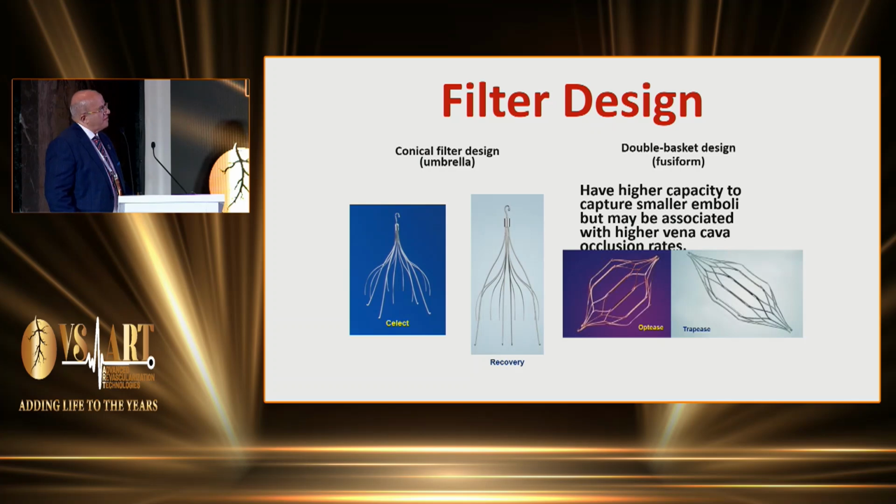We have two types of filter: the conical filter design, like an umbrella, and the double basket fusiform design, which has a higher capacity to capture small emboli but may be associated with higher vena cava occlusion.